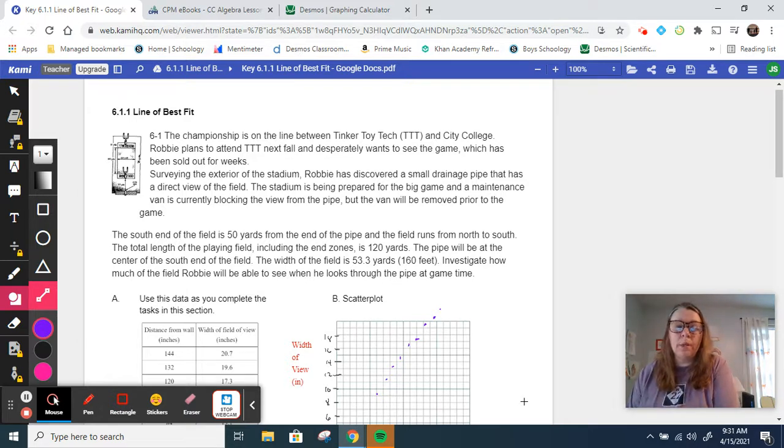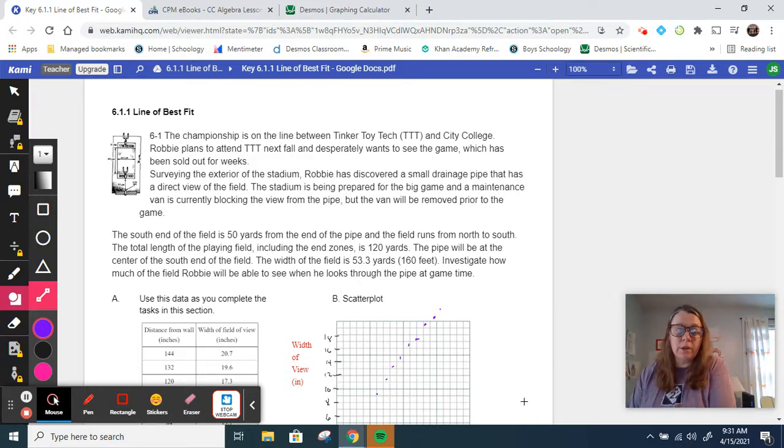The championship is on the line between Tinker Toy Tech and City College. Robert plans to attend Tinker Toy Tech next fall and desperately wants to see the game, which has been sold out for weeks. Surveying the exterior of the stadium, Robbie has discovered a small drainage pipe that has a direct view of the field. The stadium is being prepared for the big game, and a maintenance van is currently blocking the view from the pipe, but the van will be removed prior to the game.